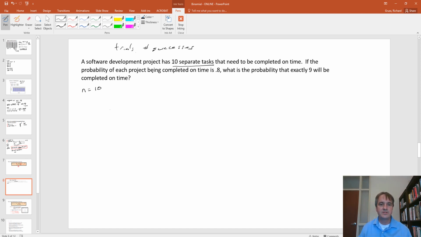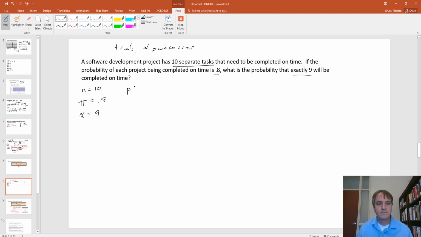And if the probability of each project being completed on time is 0.8, so there's our probability. So we know our pi is 0.8. And what's the probability that exactly 9 will be completed on time? So that's what we're asking about. So we're looking at the case where x is equal to 9. Okay, so I'm going to go ahead and write this down.